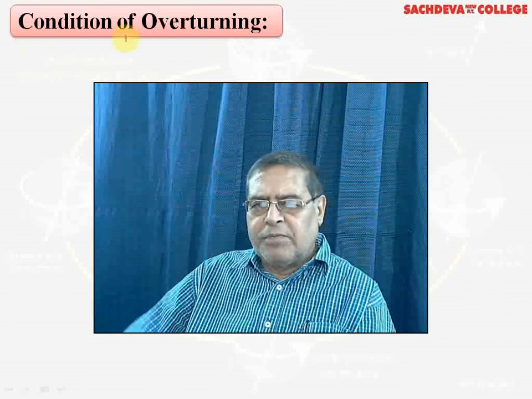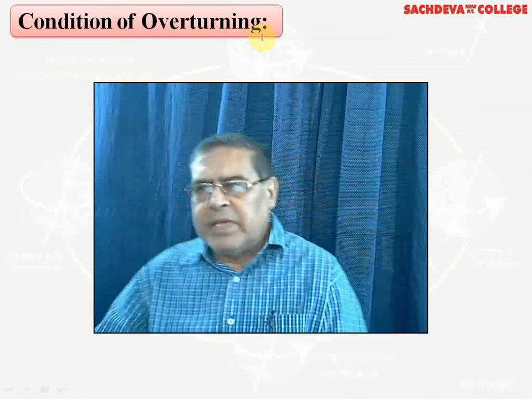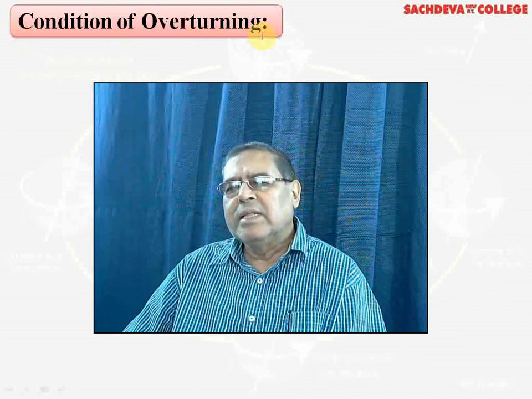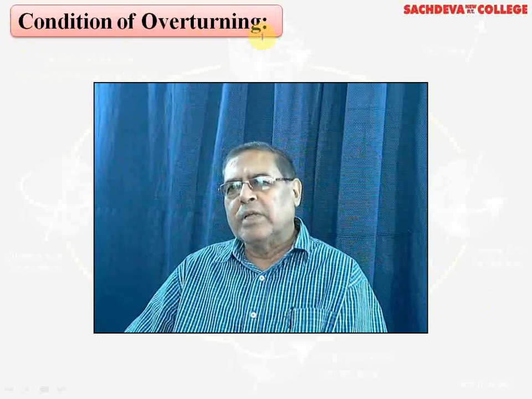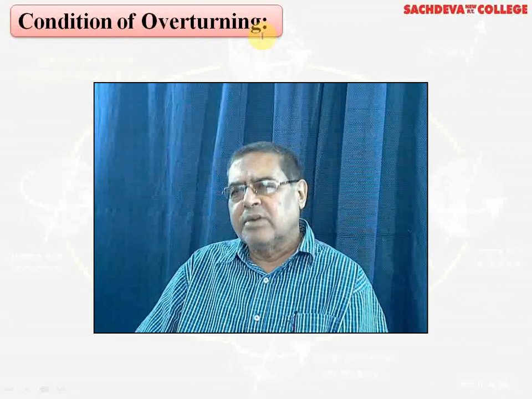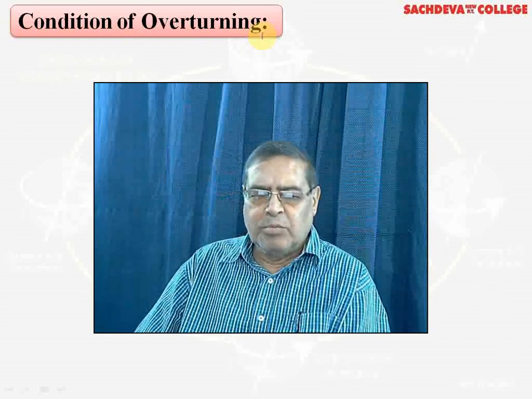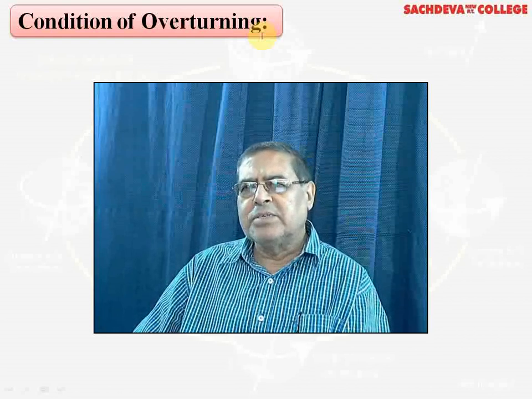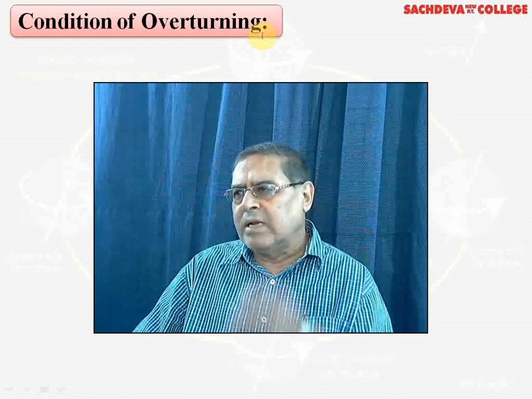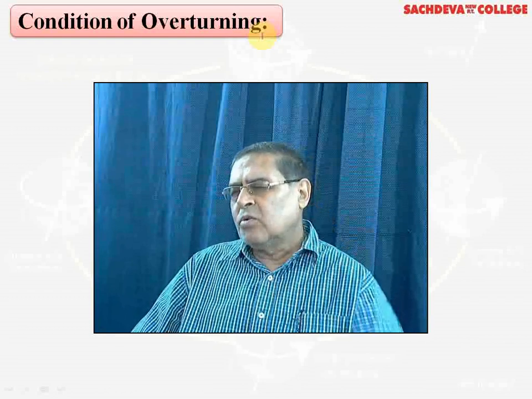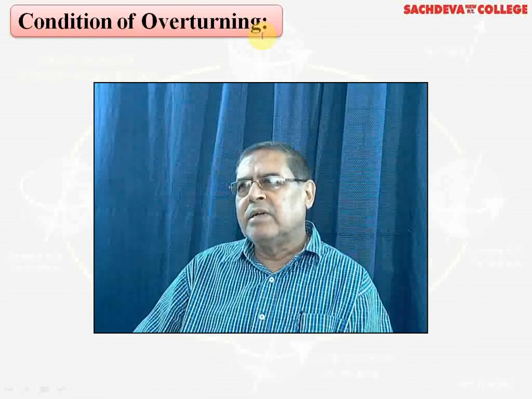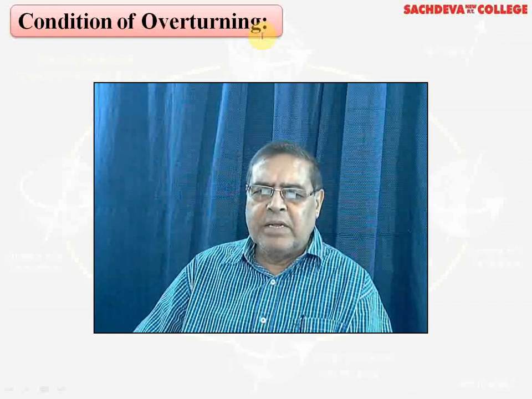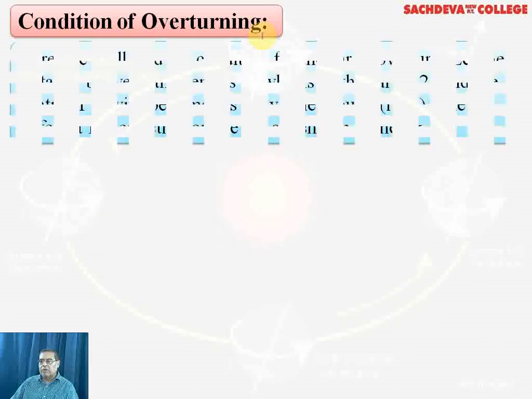Now, conditions of overturning. When our vehicle is moving on a curved road, there are chances that it may overturn. So the outer edge is always raised slightly. Number two is that normally when the body is moving on a circular track, we find that friction provides the centripetal force for rotation. So this fact is to be applied in the condition of overturning.